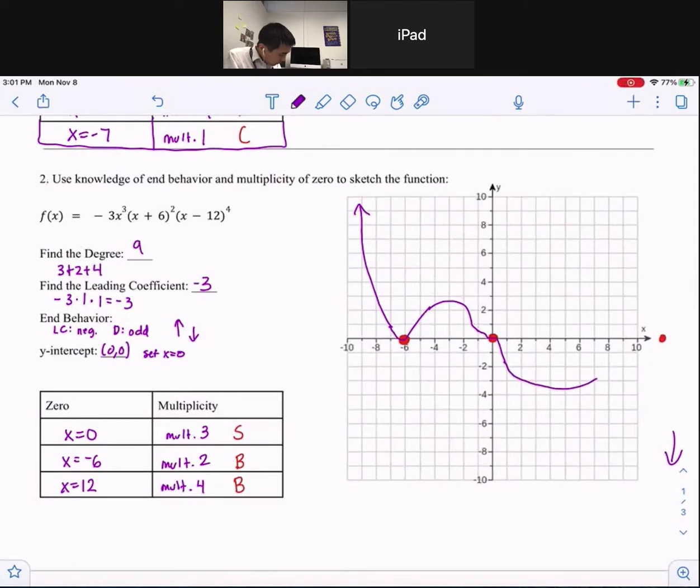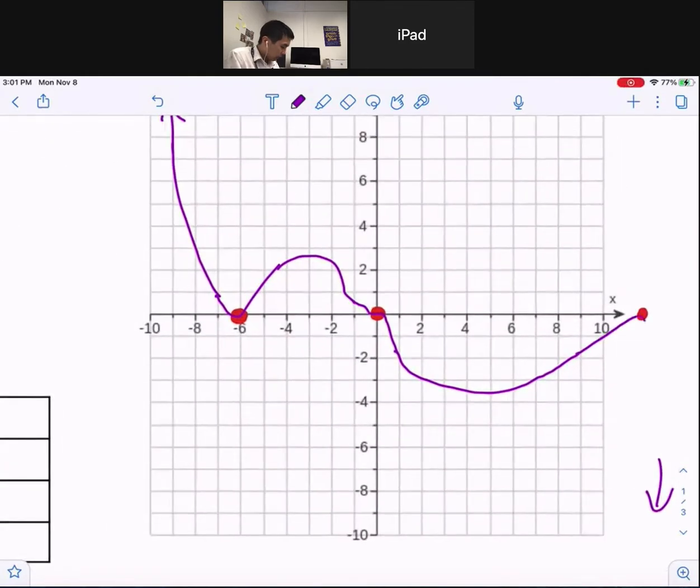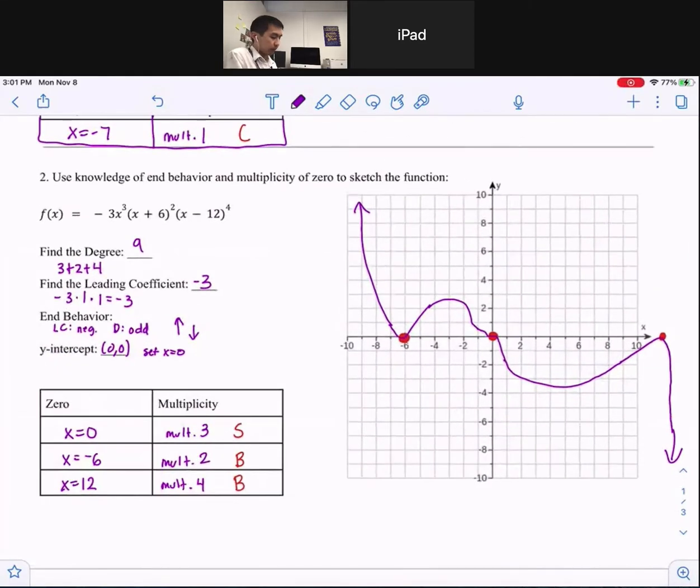And then when we approach x equals 12, you guys, that is a bounce. So at x equals 12, you guys bounce off of that. And there is your guys' graph, okay?